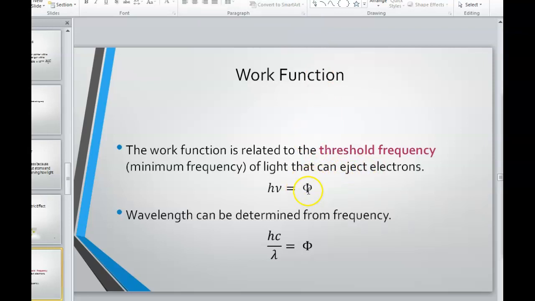So the work function is defined as this, and you remember that energy was equal to h nu, or in this case we're just defining a new energy. This is the minimum energy needed to eject electrons, and we signify it with this Greek letter. And then we can put this in terms of frequency or wavelength by just substituting in our relationship lambda nu is equal to c. Okay.